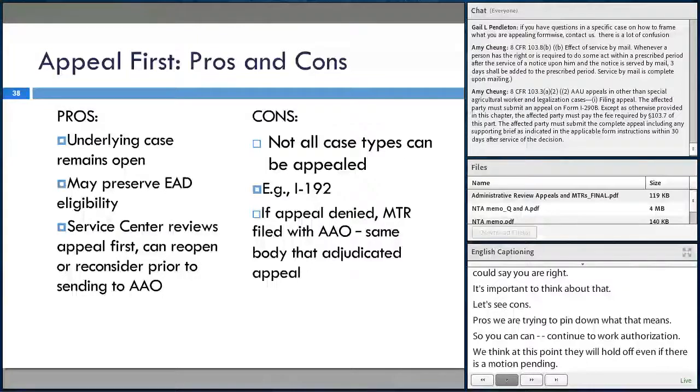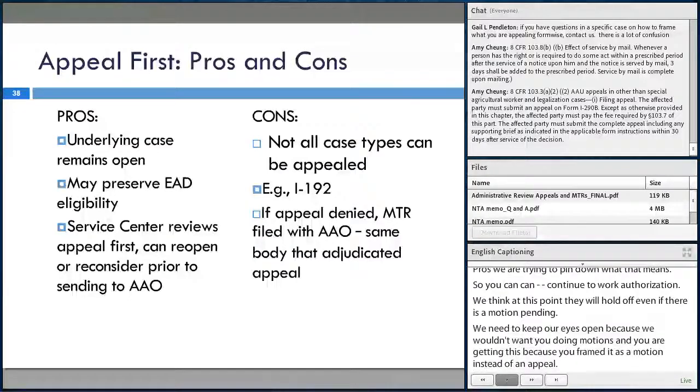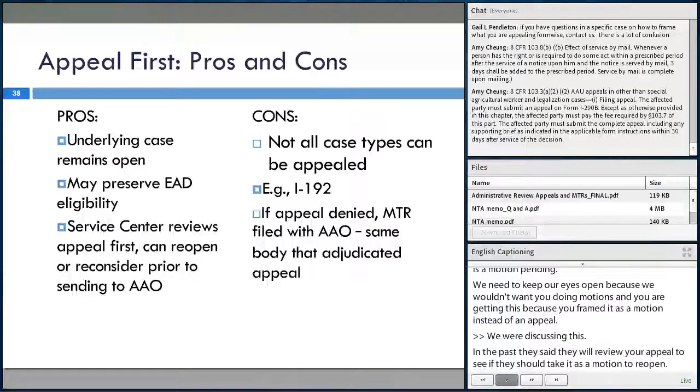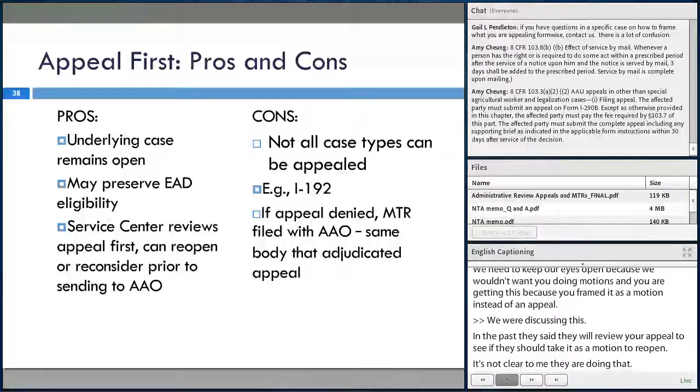Amy, we were discussing this. In the past, Vermont has said that they will review your appeal to see if they should take it as a motion to reopen or reconsider. It's not clear to me they're actually doing that anymore. I have the feeling at this point you're going to have to fish or cut bait. You can't assume that if you file an appeal, it will also be considered a motion at the Vermont Service Center.